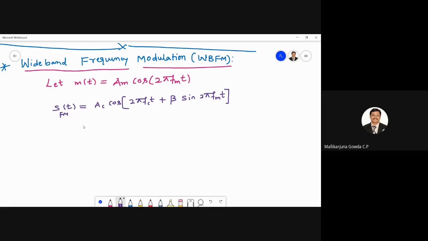Let me express this in terms of the complex exponential. We know e power j theta is equal to cos theta plus j sin theta. So the real part is cos theta. So how do I express this in terms of the complex exponential?